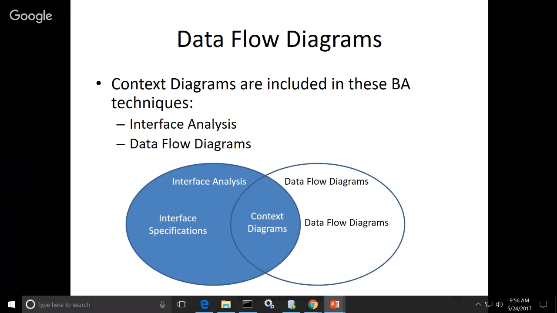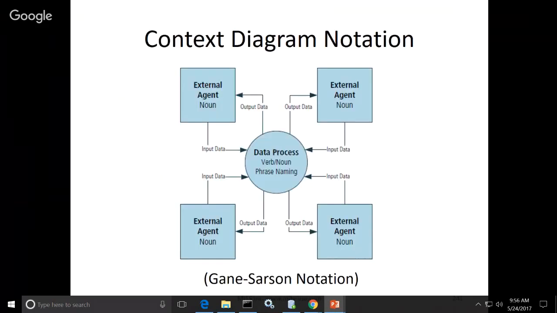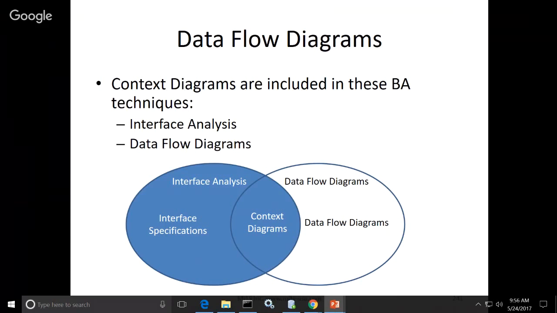So there's a category of interface analysis that involves context diagrams and interface specifications. The category of data flow diagrams also uses context diagrams for the purpose of constructing data flow diagrams. So it's kind of double labeling, but that's the way they put it in the book. If you look at slide 168, it doesn't look anything like that, and since it's a context diagram, I'm confused. So this is conceptually how the diagrams relate to each other.